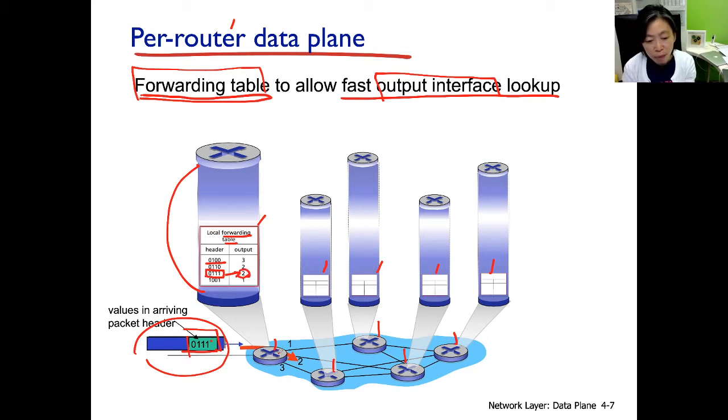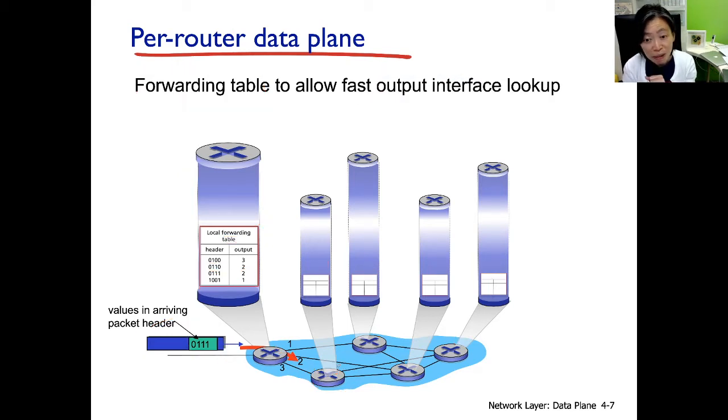Okay, so output interface 2. This is the direction to forward the packet further, and therefore next it is going to arrive at this router. So this is exactly the detailed step of packet forwarding in the data plane. And the control plane is here, higher up in the operating system stack.